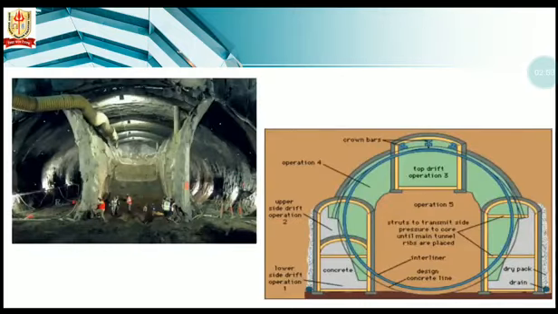The main operations involved in these methods are as follows. First is boring or blasting of top center heading or drift, then widening and enlarging, and third is benching in stages. This sequence is numbered and illustrated as shown in the figure.